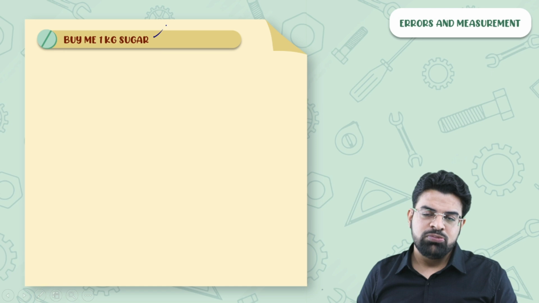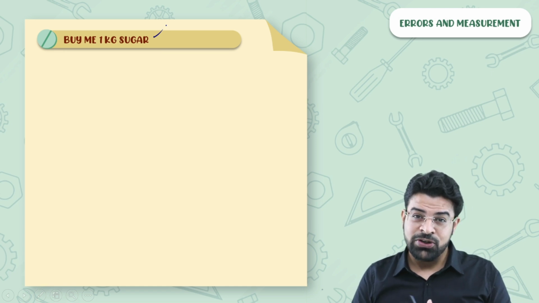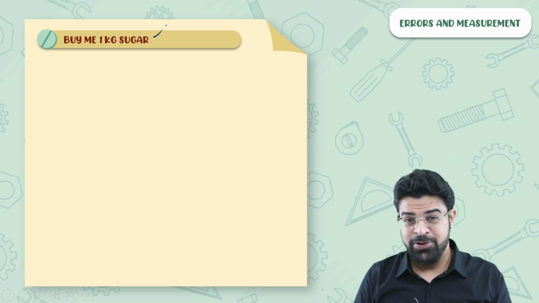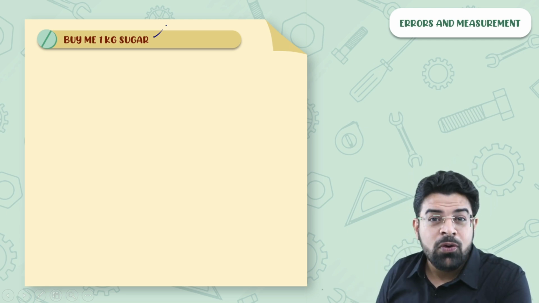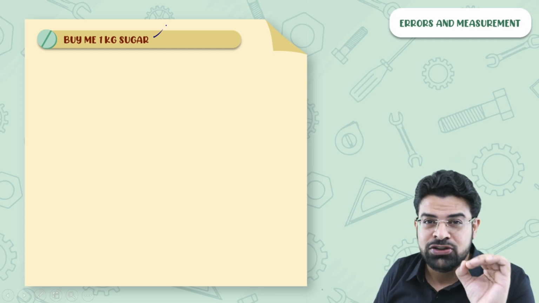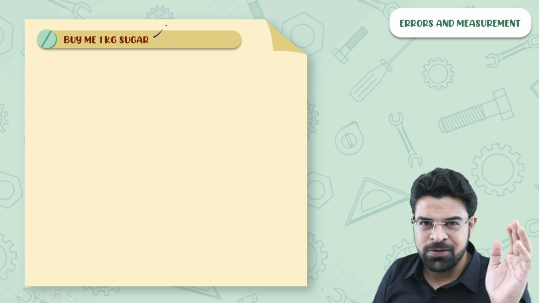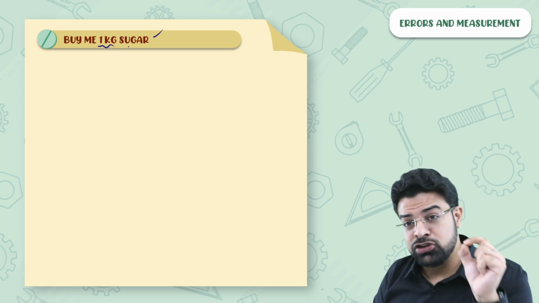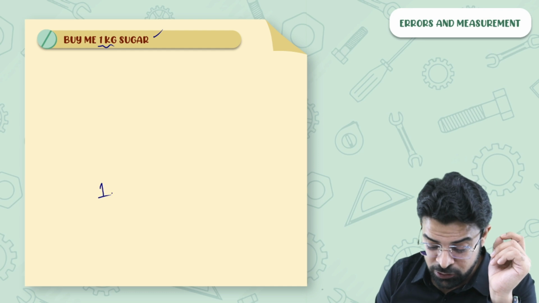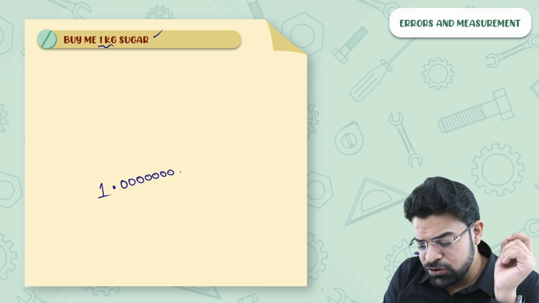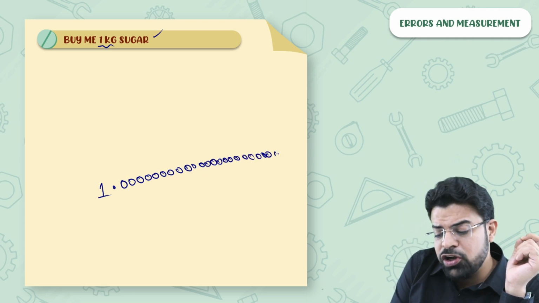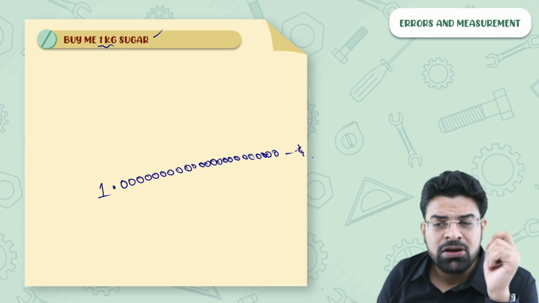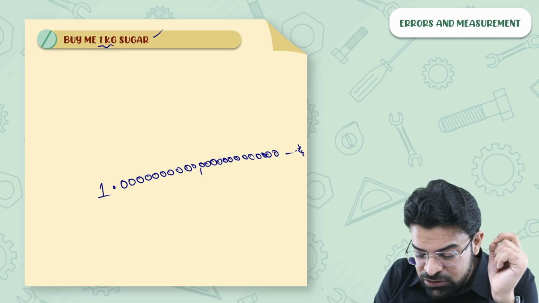I asked this question to all students. Can you buy me 1 kg of sugar? Can you please buy me 1 kg of sugar? Please. Answer is no. No one can buy exactly 1 kg of sugar. Sir, I have bought it many times. No. If you are saying that you have exactly bought 1 kg of sugar, it means that you have exactly 1.000000 and so on. There has to be the minutest of error.